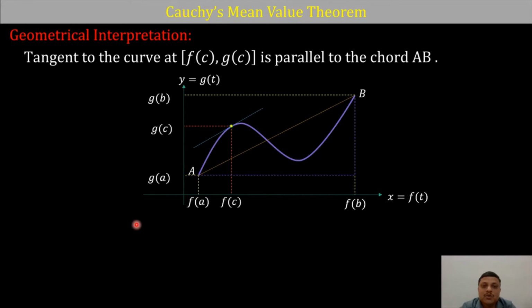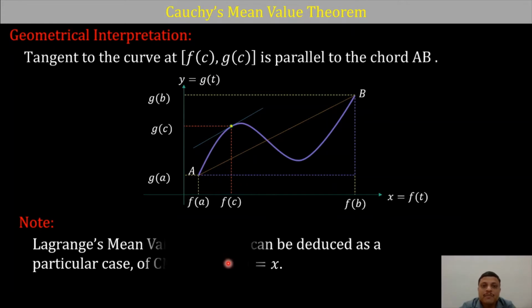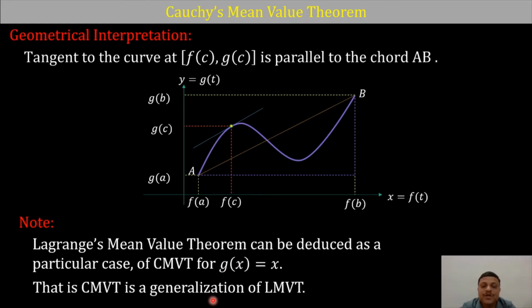Now there is one note. Whatever we have discussed here, this CMVT is the extension of LMVT, but when we replace g of x by x, then this CMVT reduces to LMVT, that is, CMVT is the generalization of the LMVT. So this is all about the theory part of CMVT. I hope you have understood this.